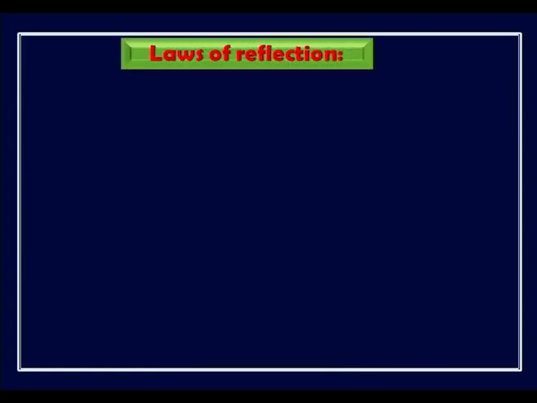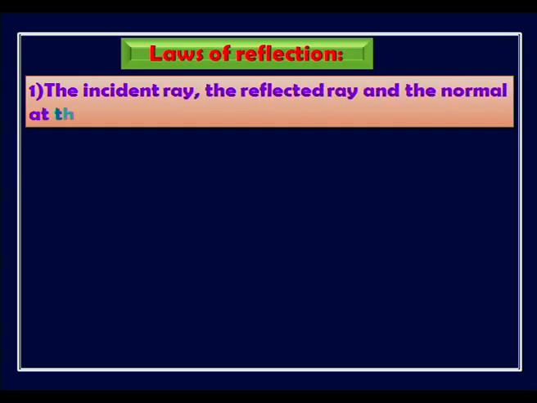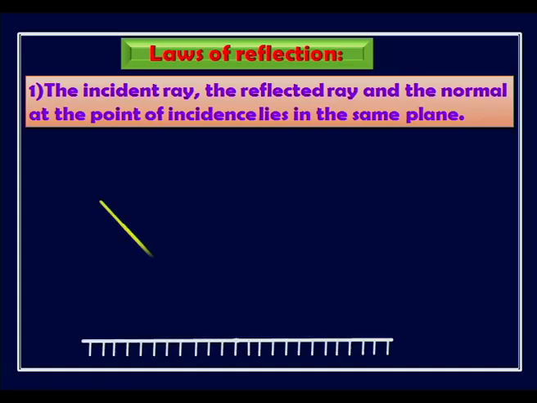Now, we will see laws of reflection. There are two laws of reflection. In that, first one is the incident ray, the reflected ray and the normal at the point of incidence lie in the same plane. Here we can see mirror, this is incident ray, reflected ray, normal. These three lie in the same plane. This is the first law of reflection.